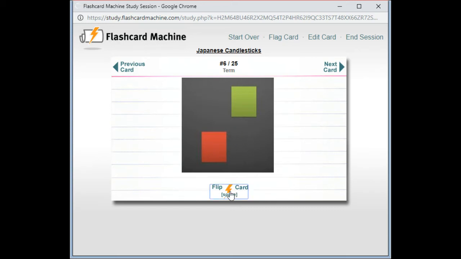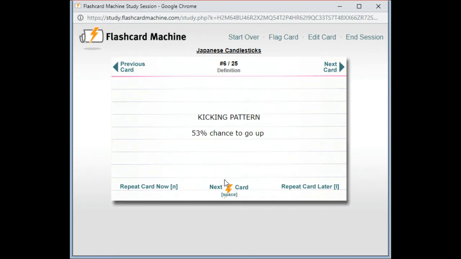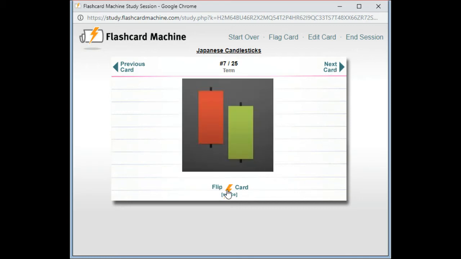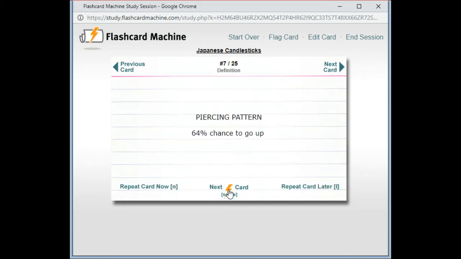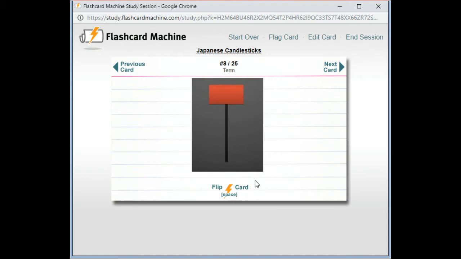This is a kicking pattern. You'll see these the next day often if there's a gap up or a gap down. If you see this, 53% chance of going up with that pattern. Of course, you could see the reversal of the bearish pattern. Again, very similar. Piercing pattern, very similar to the dark cloud cover. 64% chance of going up on that one.